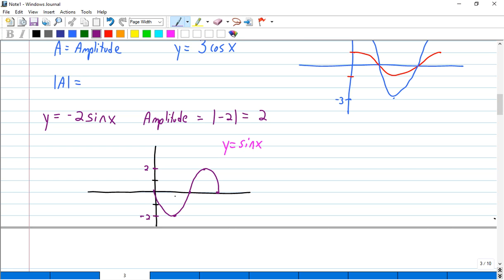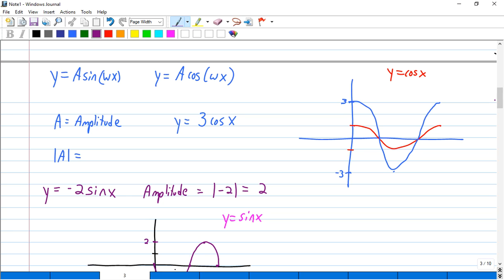Now, if we start changing the number in front of the x, so in my formula, it looks like a W, but we're going to call it omega. Changing the omega in front of the graph is actually going to either shrink or stretch the graph. When I say shrink or stretch, I guess I'm talking more about stretch or compress.